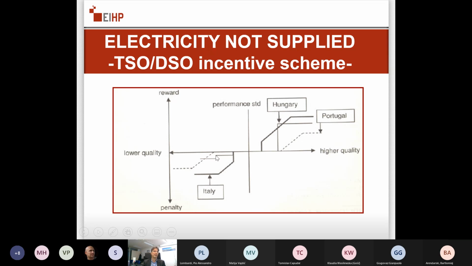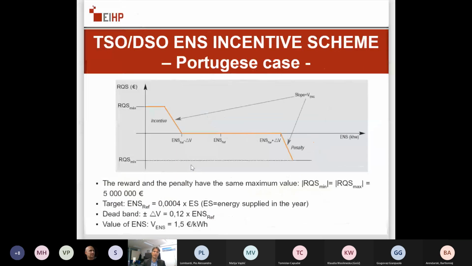If you are having, let's say, more interruptions than the standard requires, then you have to pay the penalty. And this is, for example, the Portuguese case, in which there are 5 million euros per year available to the TSO. So the regulator is approving that. They define this energy not supplied reference value.